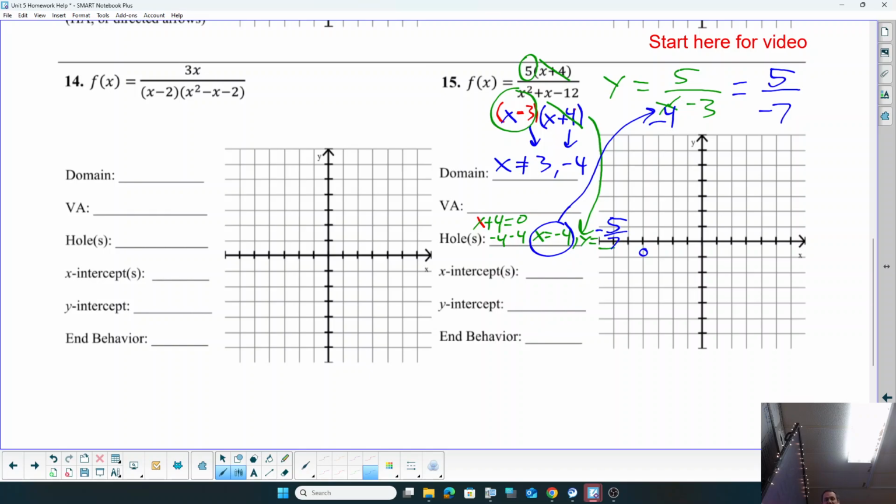The thing that didn't cancel on the top and bottom is your vertical asymptote in the bottom. So the thing that didn't cancel is the x minus 3, or x equals 3. So we have a vertical asymptote at 3.